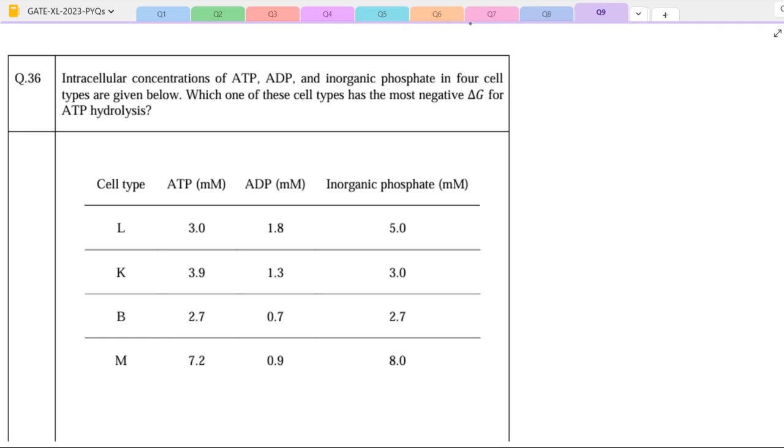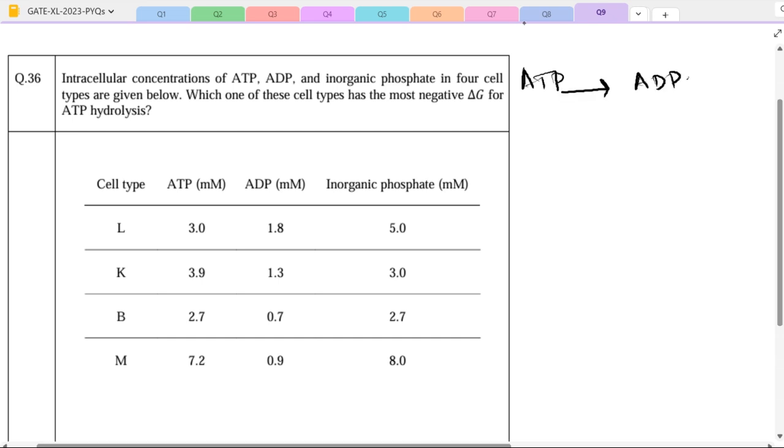So first of all, you should know what ATP hydrolysis is. You need to write the reaction. So that is ATP giving ADP plus inorganic phosphate, right? So these two are the products and ATP is the reactant here. So just mark it.